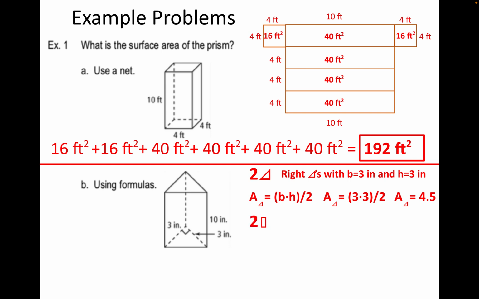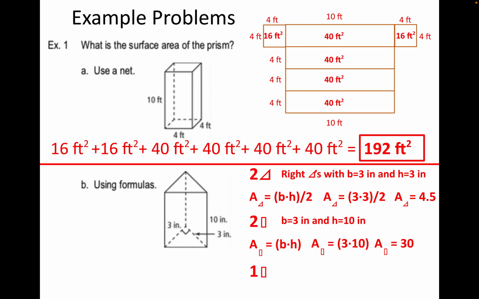There are also 2 lateral faces that have a base of 3 and a height of 10. Those are the ones that are partially obscured by our view on the left and the right. And of course the area for a rectangle is just base times height. So that would be 3 times 10. So the area of each of those 2 lateral faces on the left and the right would be 30.